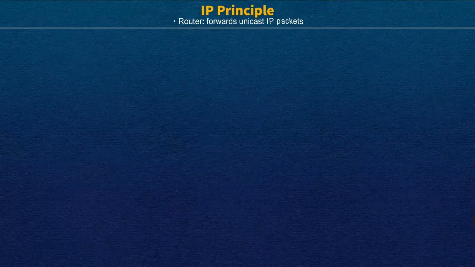Then maybe you send the message to the router, and the router has to forward the unicast IP packet. What's the principle? Let's see the details.